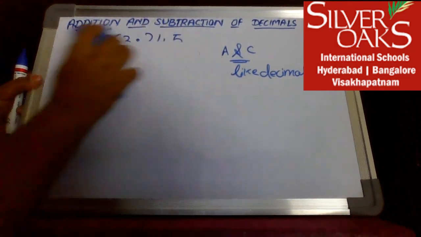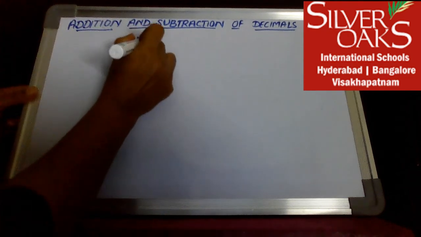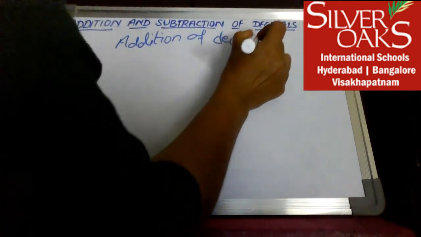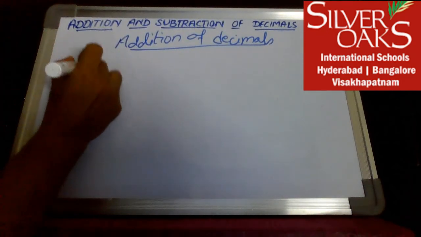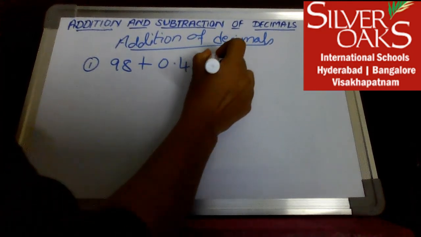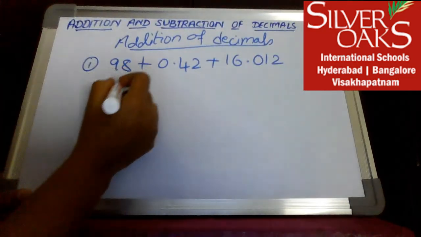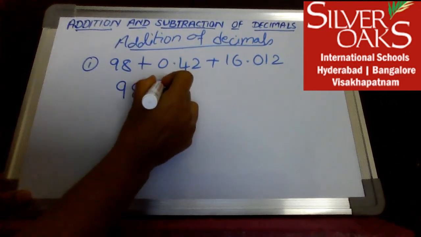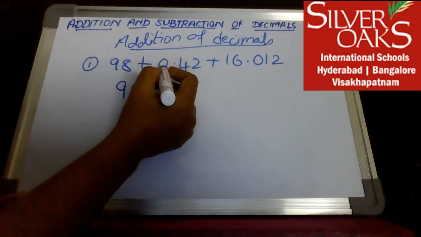Now let's go into addition of decimals. Let me take the first example as 98 plus 0.42 plus 16.012. Now 98 is a whole number here, so I can just write 98 here, put a decimal point and add 0, which will not add any value to the number. Now here 8 is in ones place and 0 is in ones place.